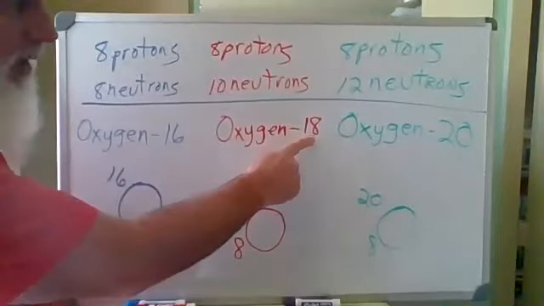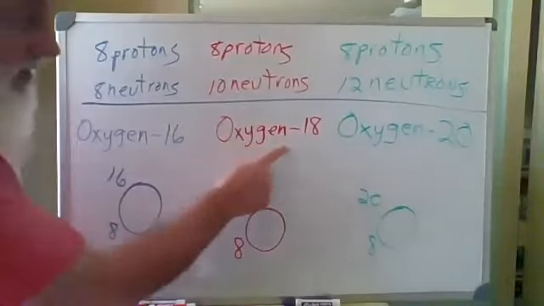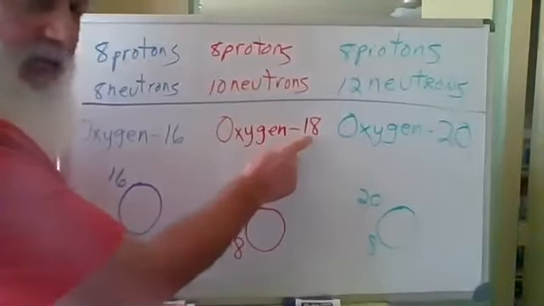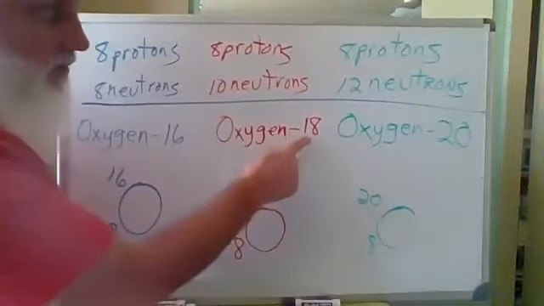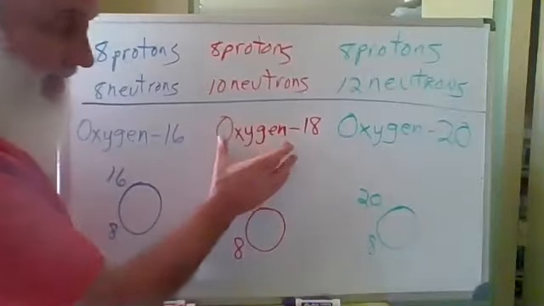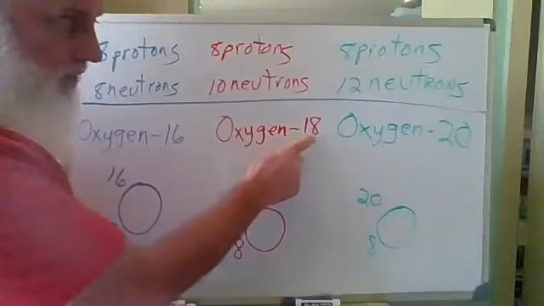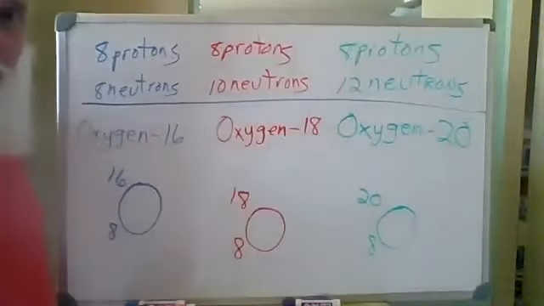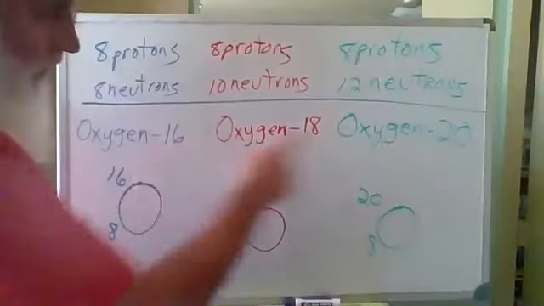Here's the mass, which I know is protons plus neutrons. But I know, because this is oxygen, of this 18, 8 of that 18 is from the protons. Remember, the mass is protons plus neutrons. Because it's oxygen, I know there's 8 protons. So this tells me there's 10 neutrons. Okay? Let's look at this one.